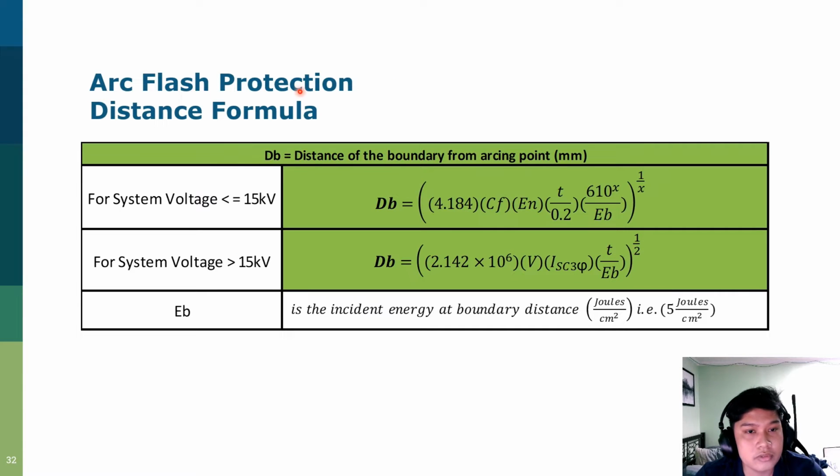Arc flash protection distance formula. So the B is the distance of the boundary from arc point in millimeter. For system voltage under 15 kilovolt, this is the formula to be used. For over 15 kilovolts, this is the formula to be used. EB should be in joules per square centimeter. For example, 5 joules per square centimeter.